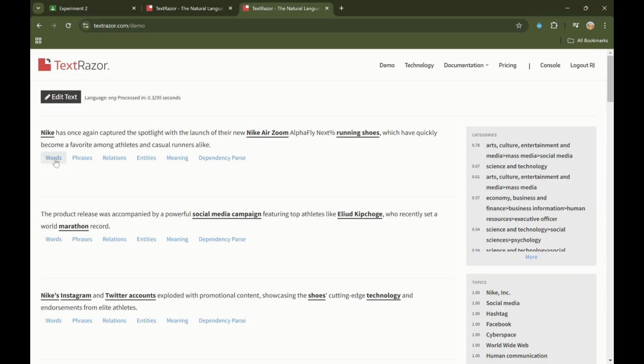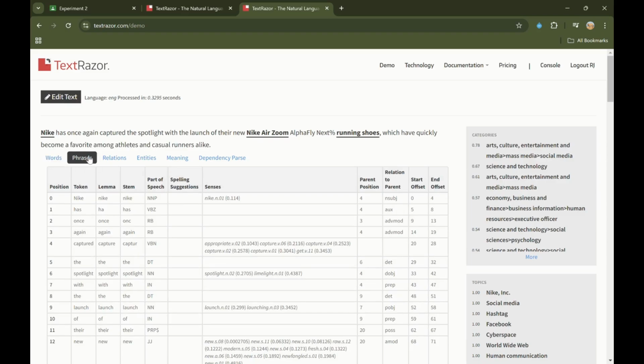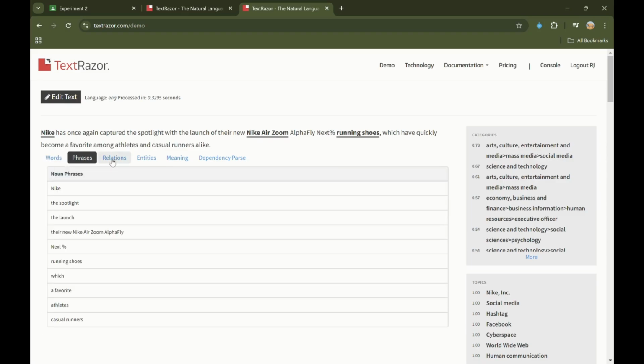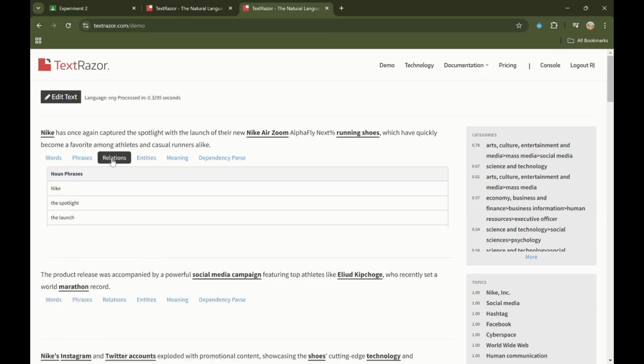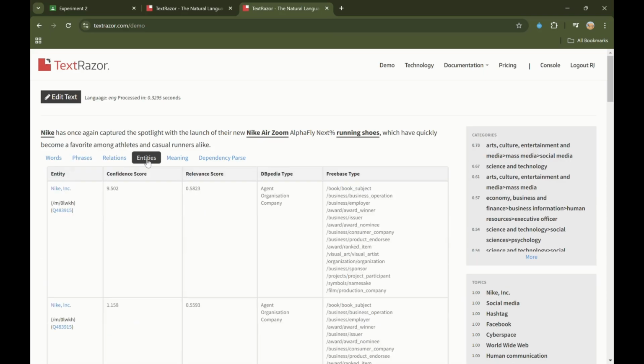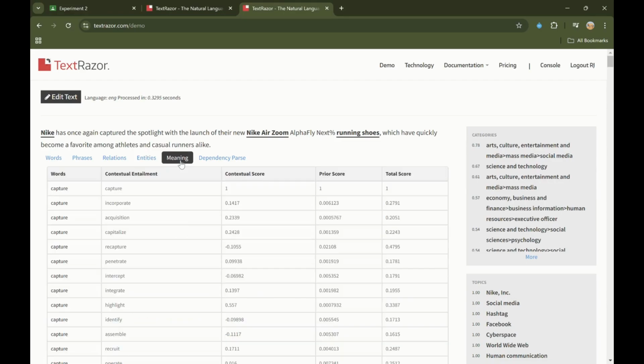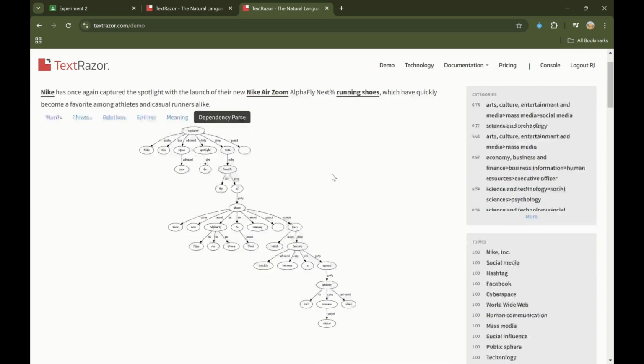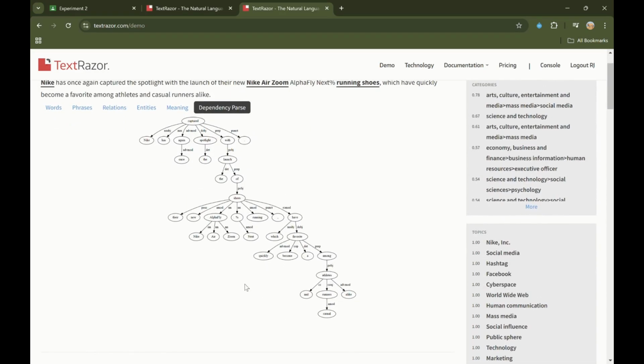So there's words, phrases, relations, entities, meaning, and the dependency parse, which is basically a tree which shows how each word is dependent on different words in that sentence. Similarly, all these categories are present for each sentence in the paragraph.